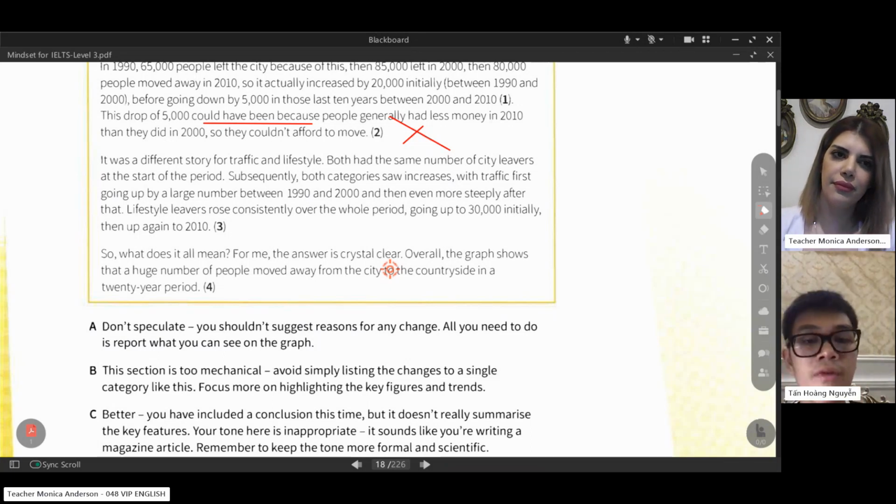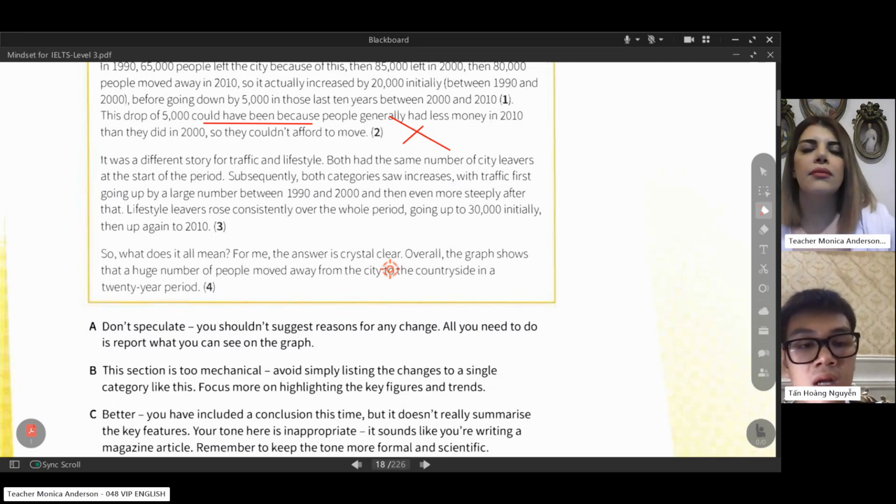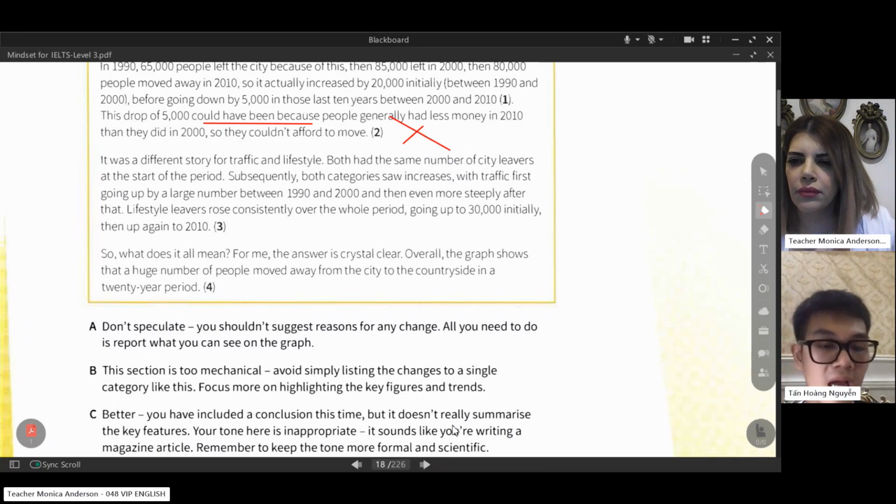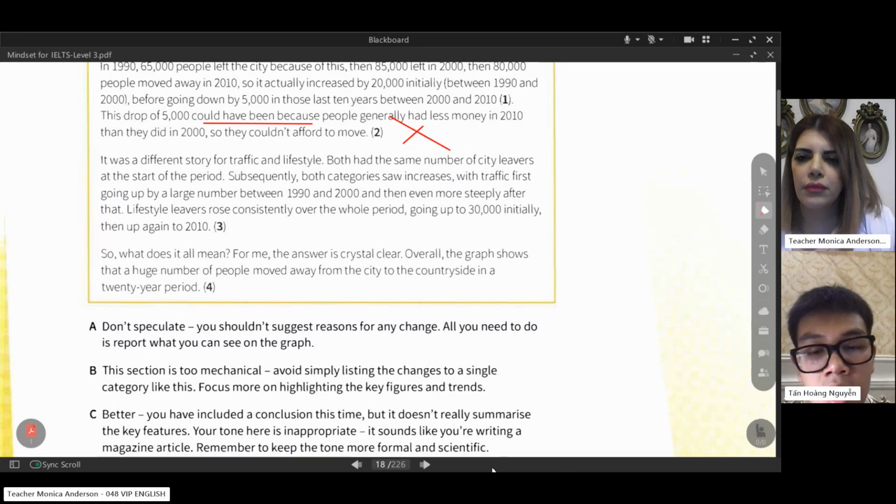And 3. It was a different story for traffic and lifestyle. Both had the same number of city livers at the start of the period. Subsequently, both categories saw increases, with traffic first going up by a large number between 1990 and 2000, and then even more steeply after that. Lifestyle livers rose consistently over the whole period, going up to 30,000 initially, then up again to 2010.